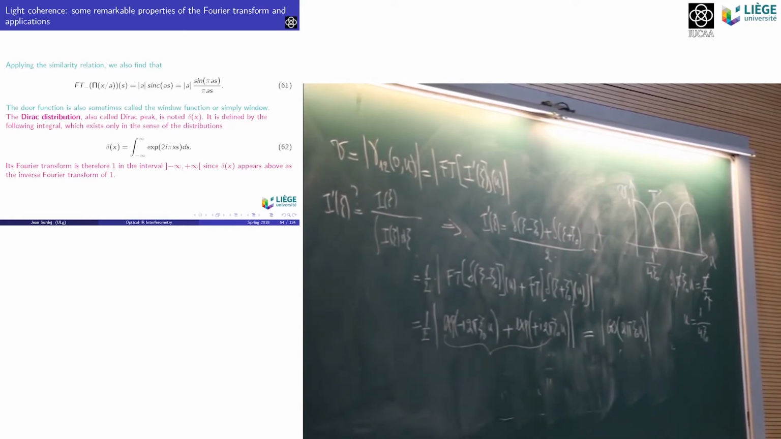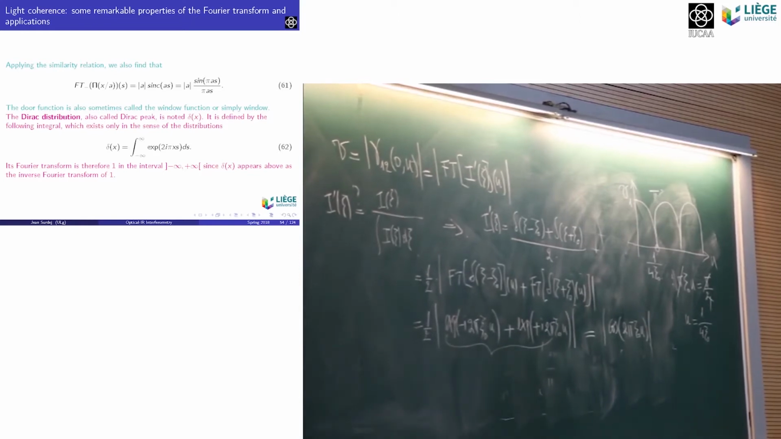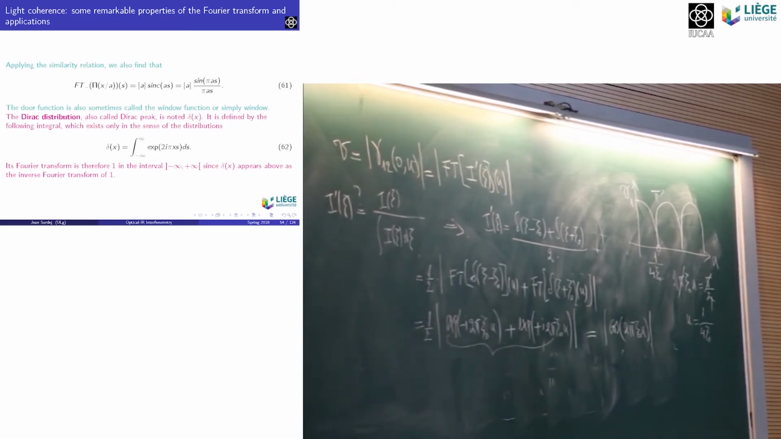Now we could make another exercise. Here we just took a model and we calculated visibilities. Now I will do the opposite. I will assume that I'm observing a star, and I find the visibility as a function of u.